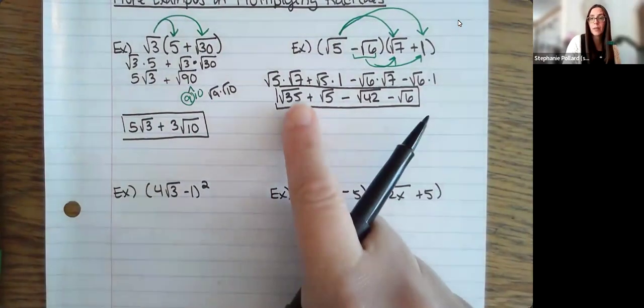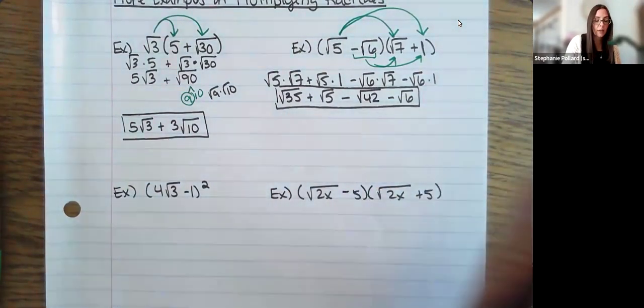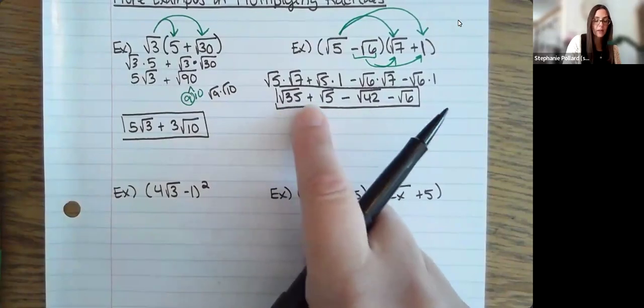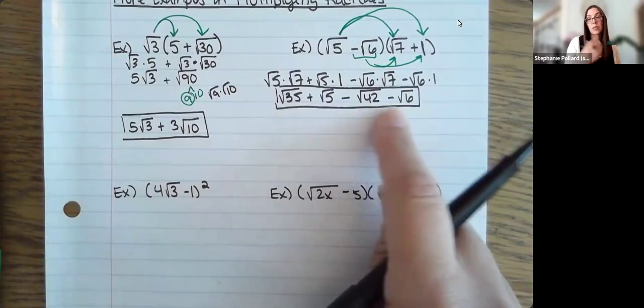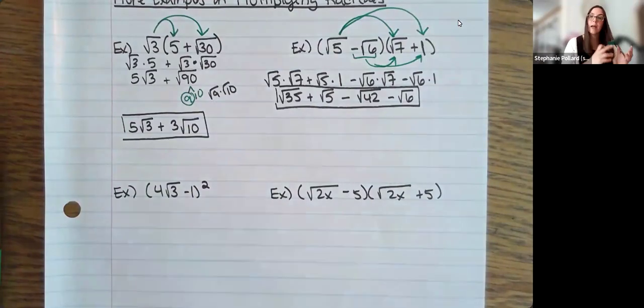Now, if your order is a little bit different, that's fine. Just make sure that the positive values are still positive, and then the 42 and the 6 for the roots, those are the negative ones. So if you multiply it in a different order, again, it's not a problem as long as you have all 4 pieces with the correct signs.